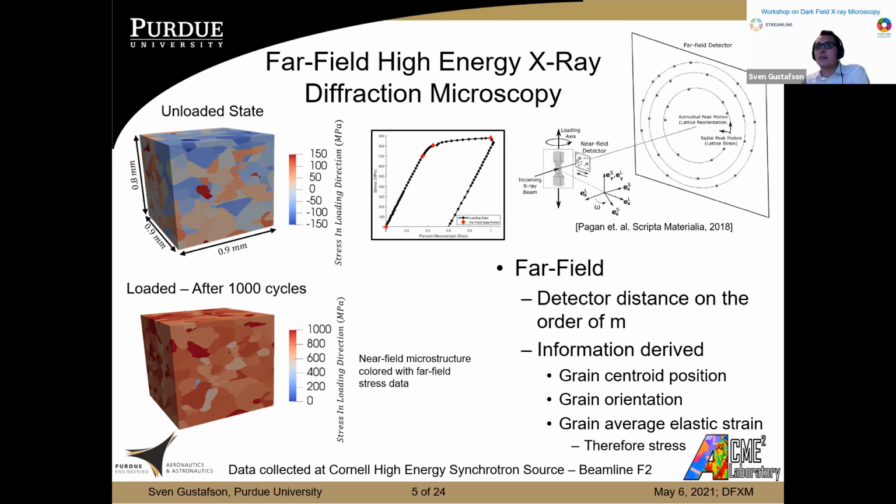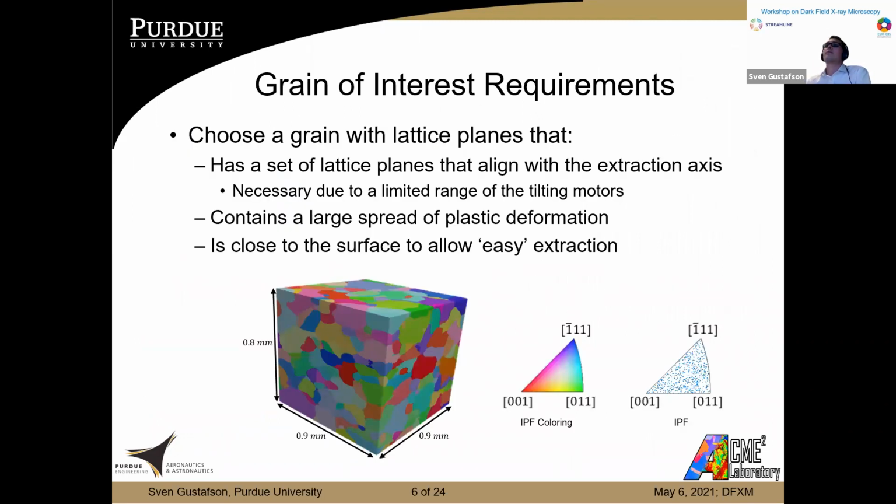So we start to see this evolution, and now we want to choose a grain to zoom in on and extract from our larger sample to then proceed to do dark field at. All of this up until now, all of the X-ray characterization was done at CHESS, the Cornell High Energy Synchrotron Source in New York, specifically beamline F2. So we wanted to bring this to ESRF for dark field.